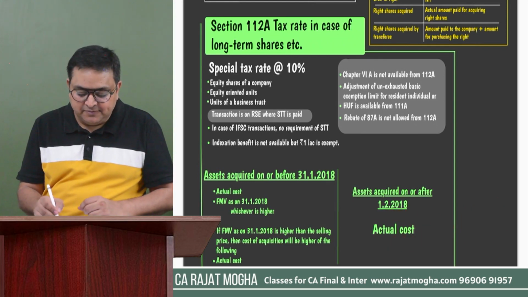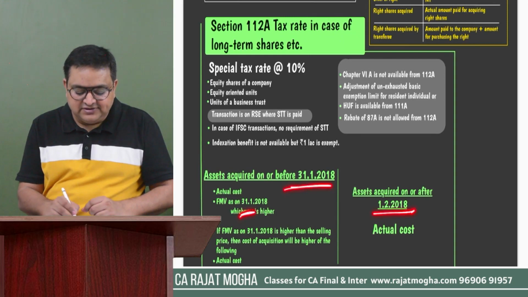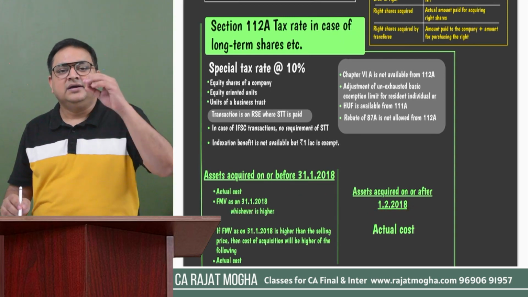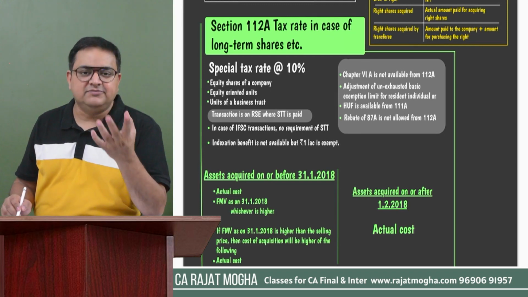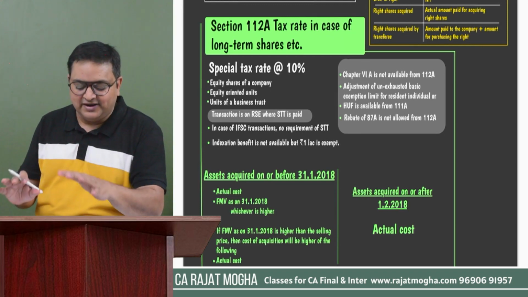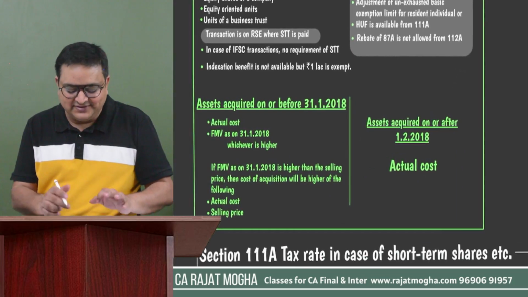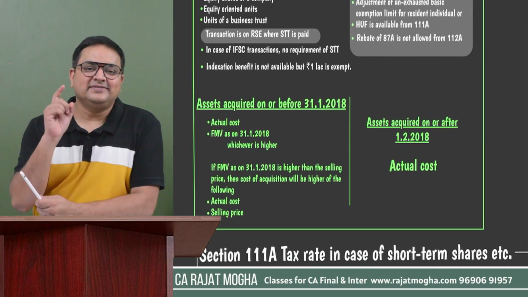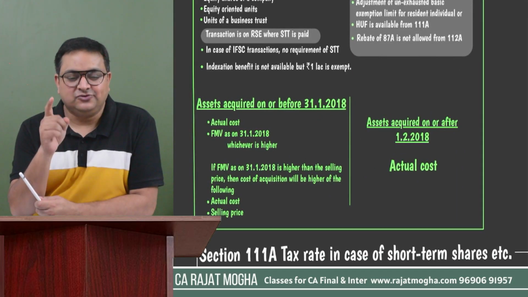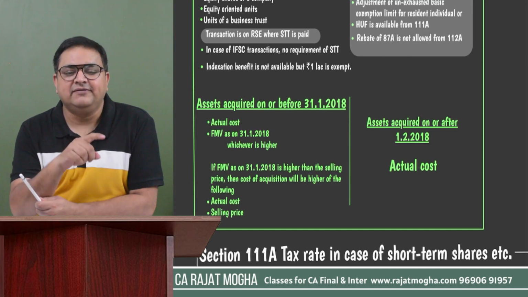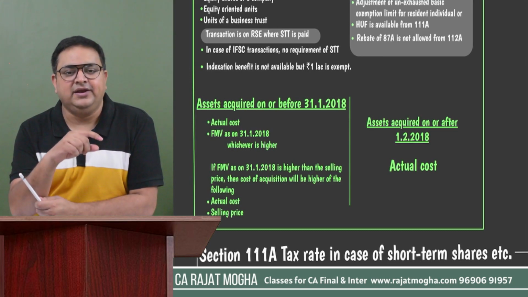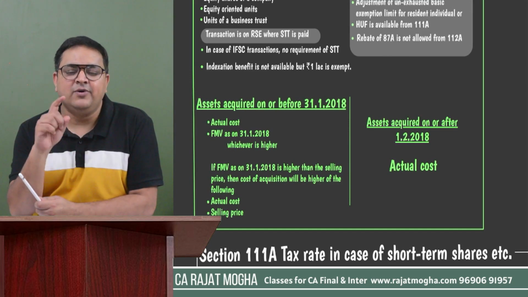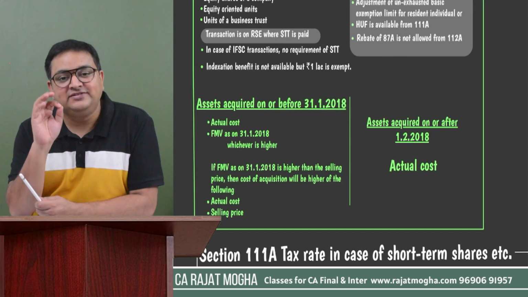But if the shares were purchased before this date, then initially, because you understand there was an exemption over here, but I'm not talking about that exemption right now. You just understand this point. This point says that if these shares were purchased on or before 31st January 2018, then you have to take the actual cost or fair market value. Actual cost or fair market value, whichever is higher.